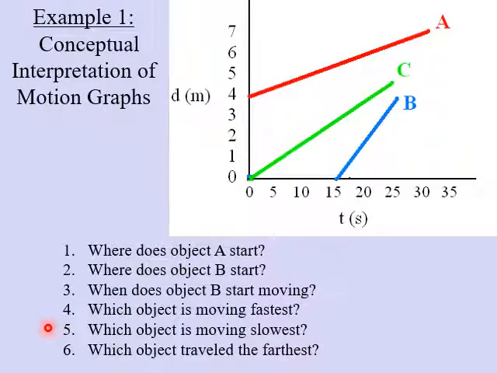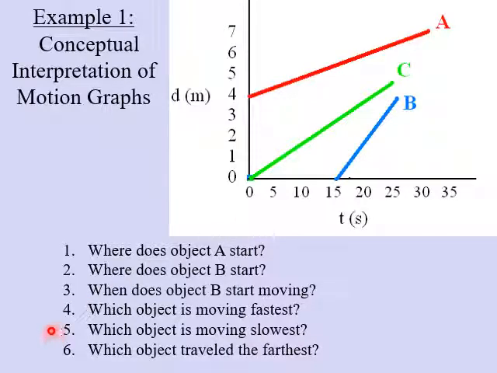The next question is number 4, which object is moving fastest? So again, pause the video and answer this question. Well, the key for velocity, remember, is the slope of the graph. So all we have to do to figure out which object is moving the fastest is look at their slopes. We don't have to do any math here. We just have to look at which line is steepest, and we can see very obviously that object B has the steepest slope, therefore it is moving the fastest.